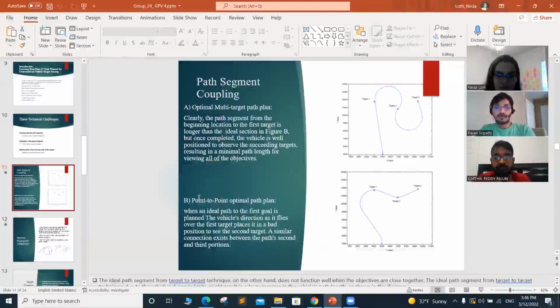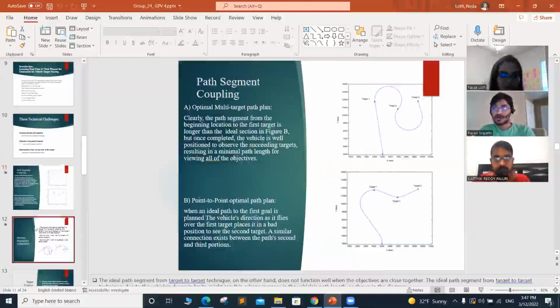The optimal multi-target path plan clearly says that the path segment from the beginning location to the first target is longer than the ideal solution, which is placed in figure A. But once completed, the vehicle is well positioned to observe the succeeding targets, resulting in a minimal path length for viewing all the objectives. So the next slide deals with the sensor footprint.